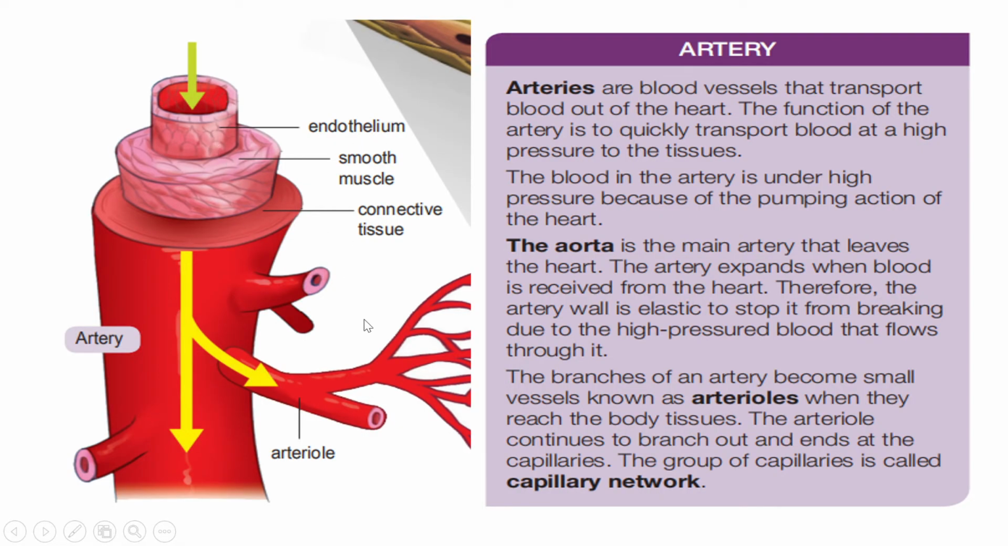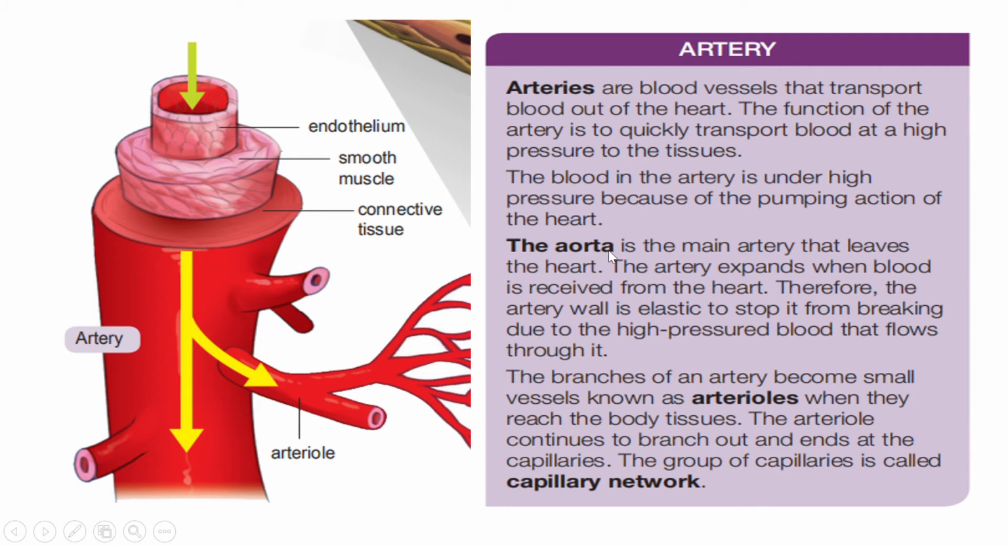Alright, this is the picture of artery. So they are the blood vessels that actually transport blood out of the heart. And the function is to quickly transport blood at a high pressure to all the tissues of the body. Because all the tissues of the body need this oxygen to carry out respiration, so it has to happen real fast. And the blood in the artery is under high pressure. They are muscular. It is under high pressure because of the pumping of the heart.